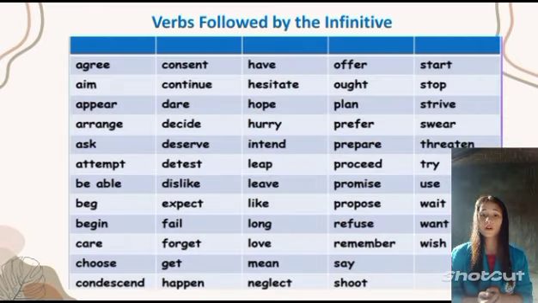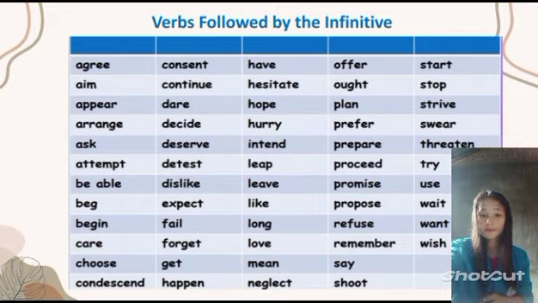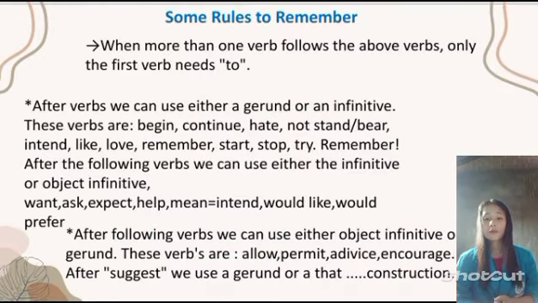Now there are verbs followed by the infinitive, namely agree, consent, have, offer, start, and so on. And there are verbs followed by an object and an infinitive, namely advise, choose, have, love, remind, etc. Let's go through some rules to remember. When more than one verb follows the above verbs, only the first verb needs to.